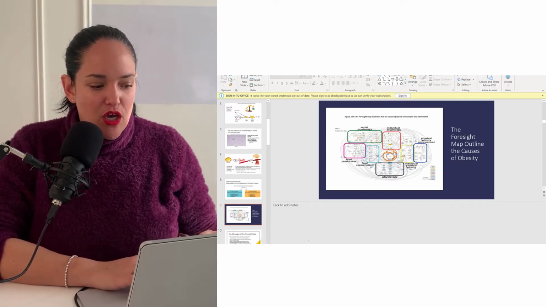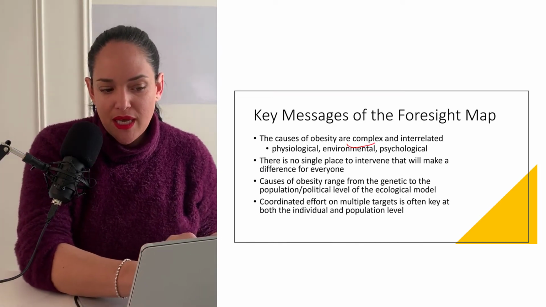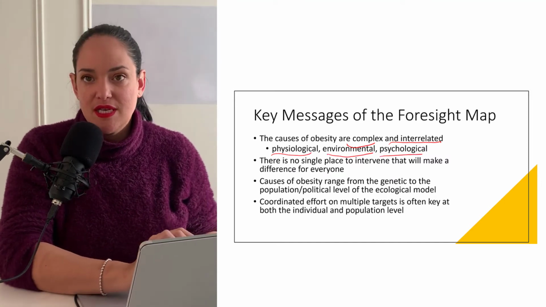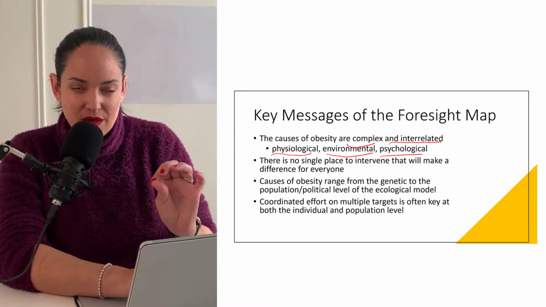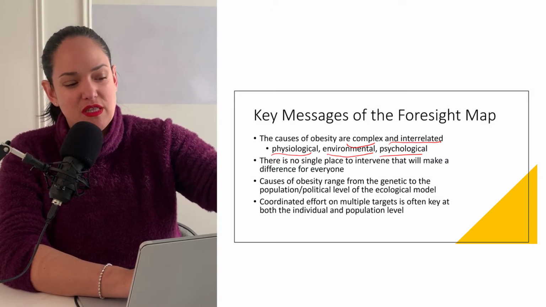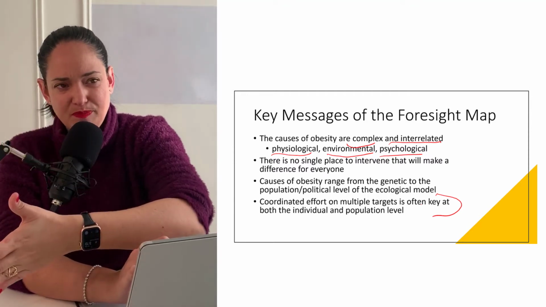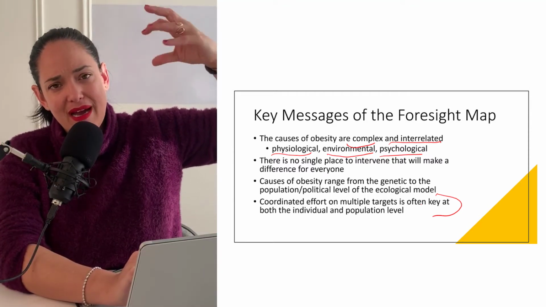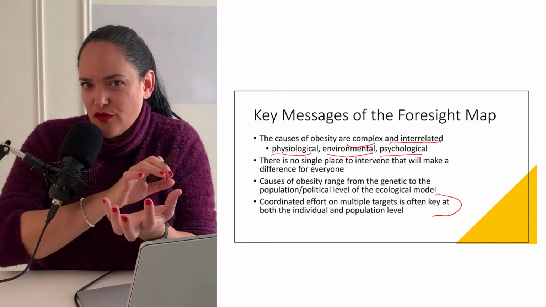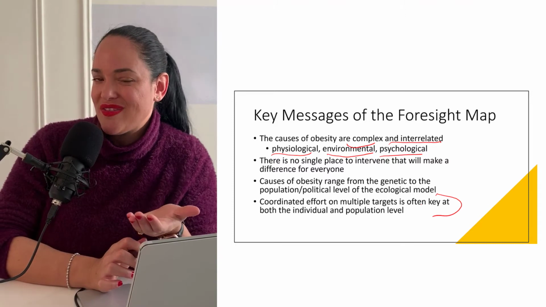Okay? So some key messages of the Foresight Map: causes of obesity are complex, interrelated, and span the physiological, the environmental, and the psychological. Okay? There is no single intervention that is always going to work at the individual level, or definitely not at the population level. Okay? Often we need coordinated efforts at multiple levels for population level impact. And usually with an individual, we often have to understand their own set of causal factors that are increasing their own risk. Sure, they eat too much, we could say, but why are they eating so much?